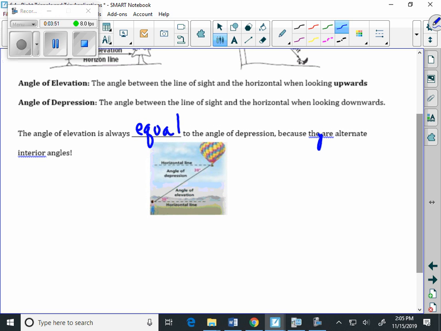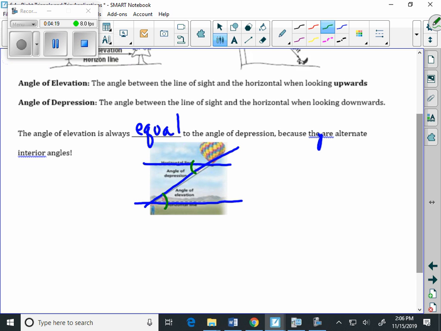But what we've got is we've got a line here and a line there. There's our two horizontal lines. And the angle of elevation, we're looking up. Angle of depression, we're looking down. But it's two parallel lines cut by a transversal. And what we said about two parallel lines cut by a transversal is we said that alternate interior angles are equal.